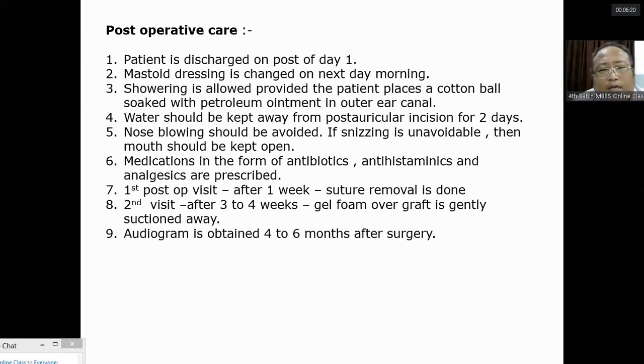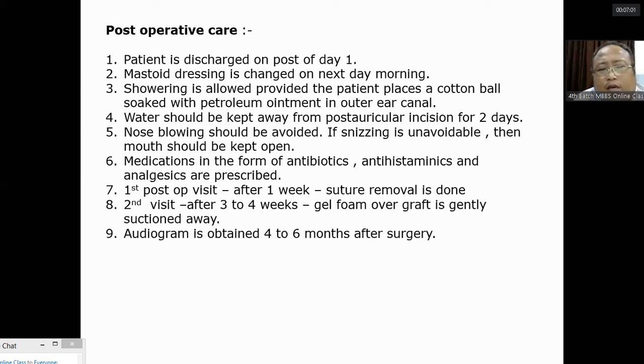In case of myringoplasty, this is not a big major surgery, but after the general anesthesia, for precautions, we usually advise admit and keep post-operative for almost 2 to 3 days. And at the time of discharge, the patients are counseled regarding preventing water entry in the surgical area, to take the medications regularly, avoid nose blowing, and come for the regular follow-up.